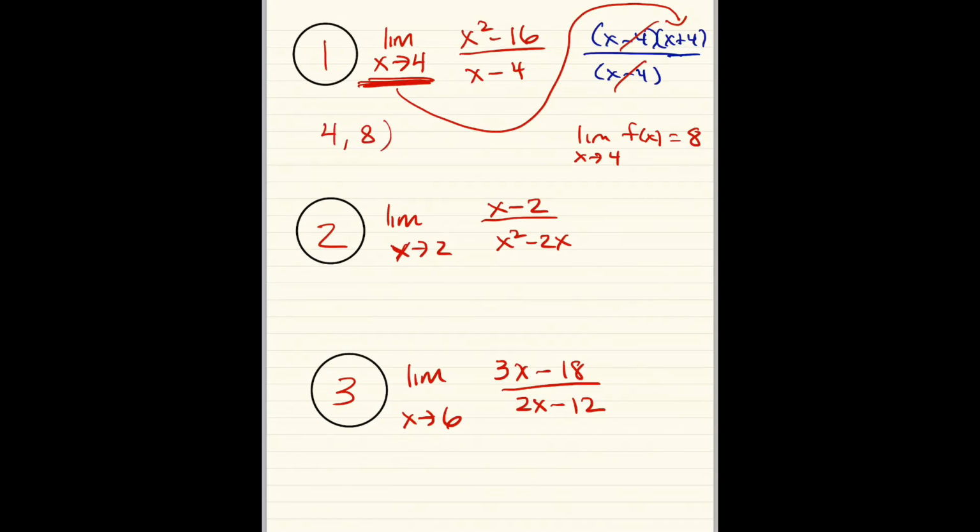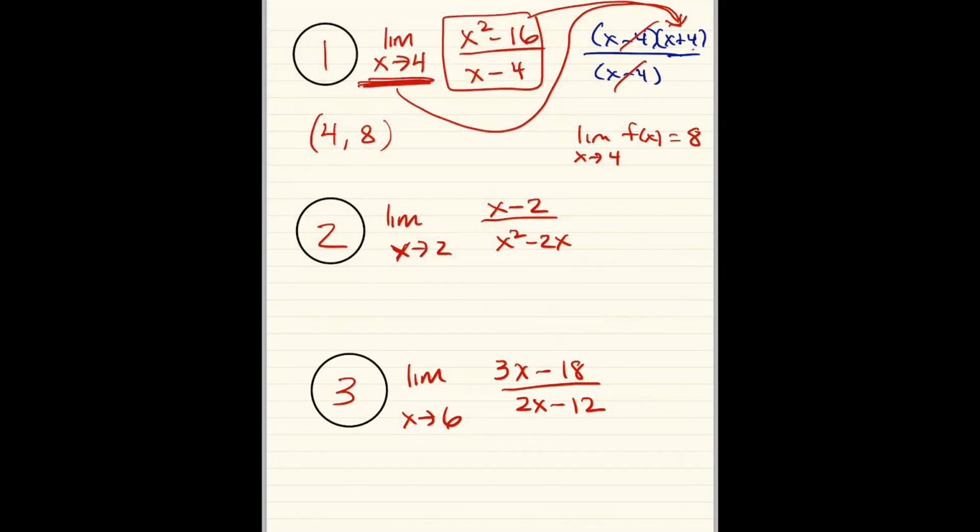that basically means there's a hole in the graph at 4, 8. Okay, and if you ever want to graph these, you can see it. This here is just going to be this line with the y-intercept 4 and a slope of 1, and it's going to have a hole at 4, 8. Let's try the next one.